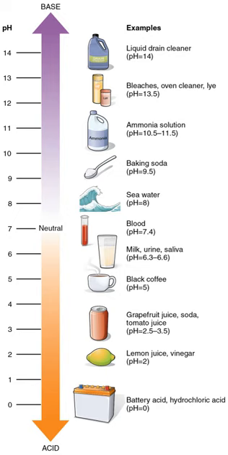pH is defined as the decimal logarithm of the reciprocal of the hydrogen ion activity, a_H+, in a solution. pH = -log10(a_H+) = log10(1/a_H+).